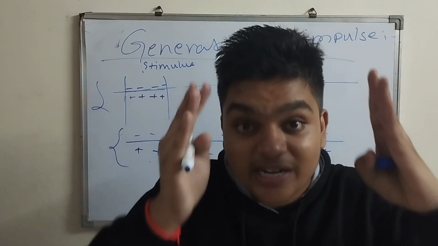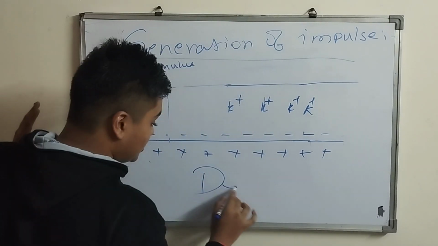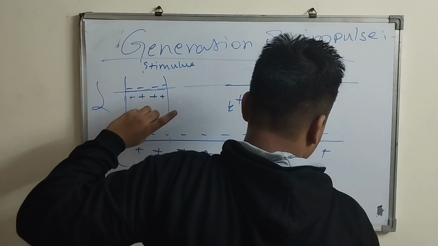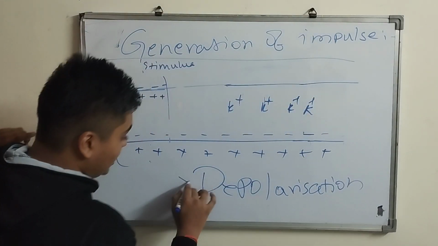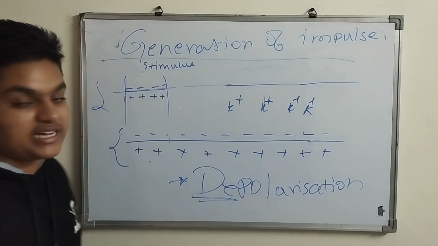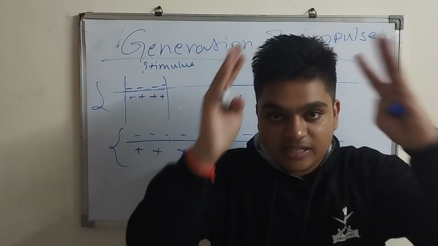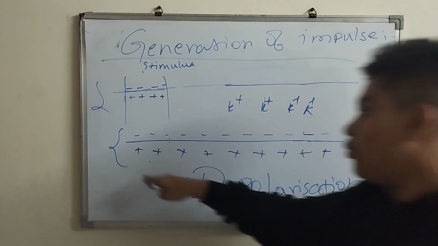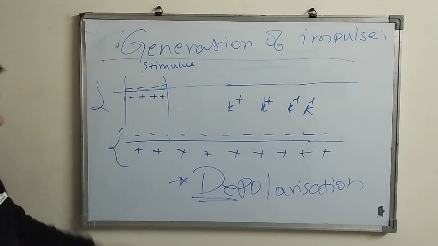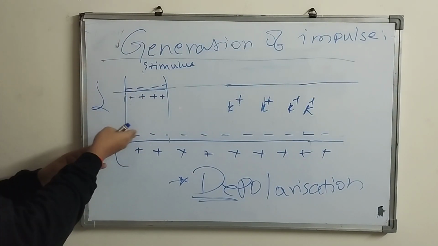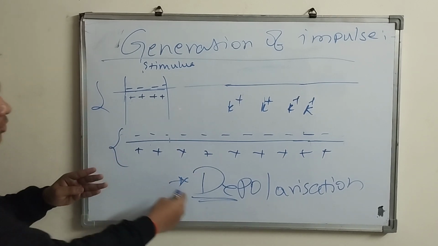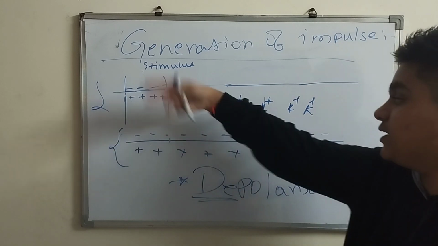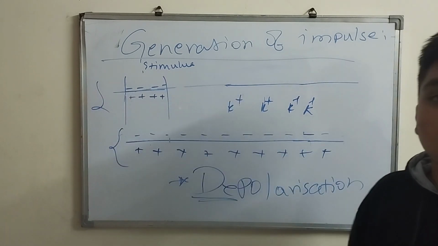Yes, depolarization. Once again I am repeating, bacho. Depolarization. Very important. D means destroy. Remember, D every time means destroy. D means destroy polarization. What was the polarization before? Inner negative, outer positive. Now depolarization has come and destroyed the polarity, made the outer membrane negative, inner membrane positive.